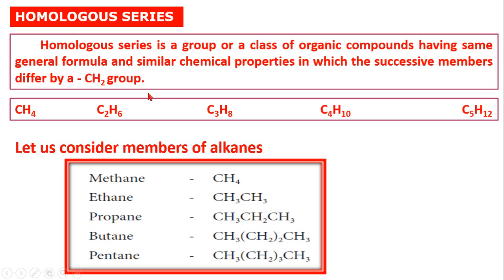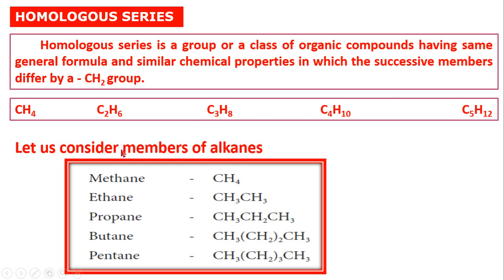So, what is homologous series? Homologous series is a class of organic compounds having the same general formula. The same general formula is CnH2n+2. And they have similar chemical properties in which the successive members differ by a CH2 group.